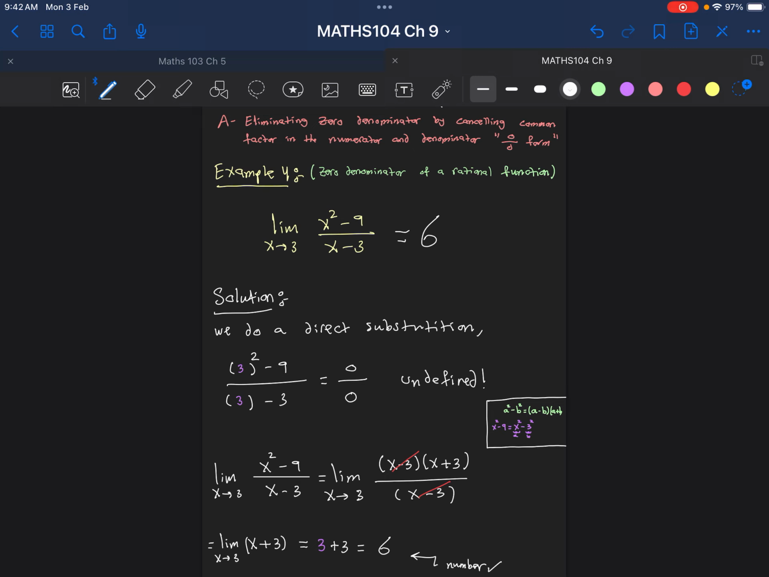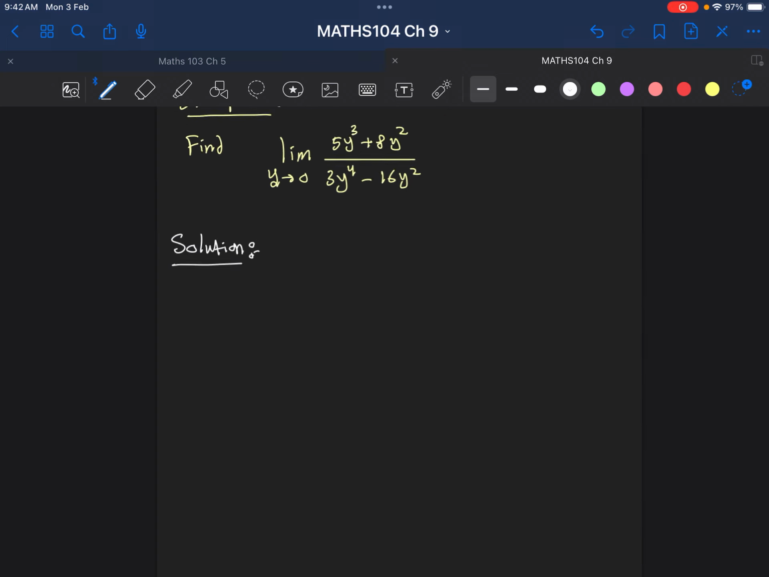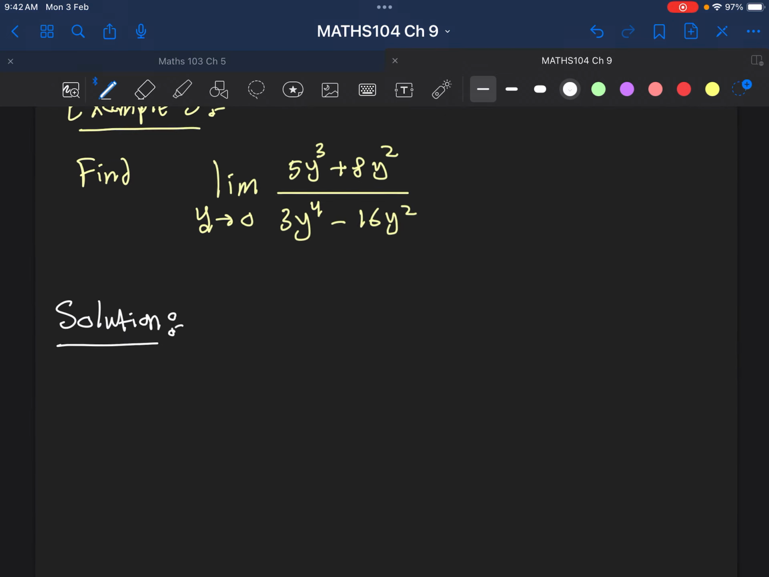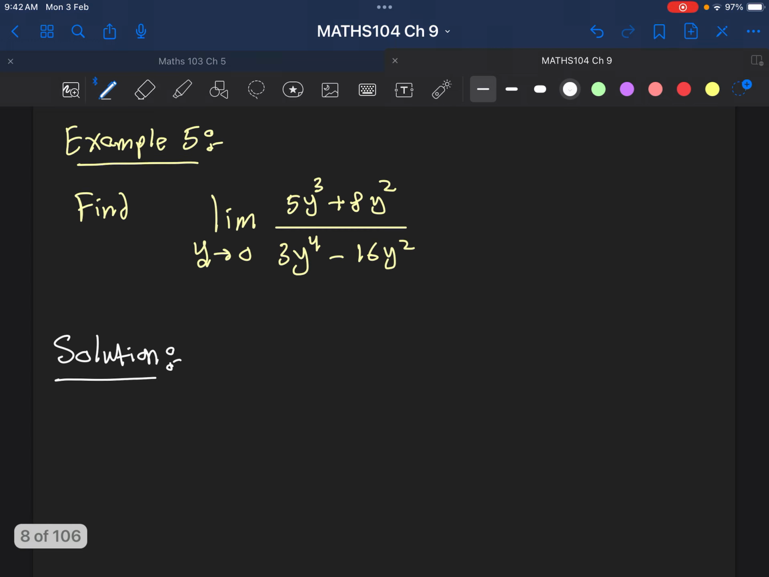We do the same steps all over again. We see what we can do. So in this example here, we need to find the limit. So as usual, we do a direct substitution first.